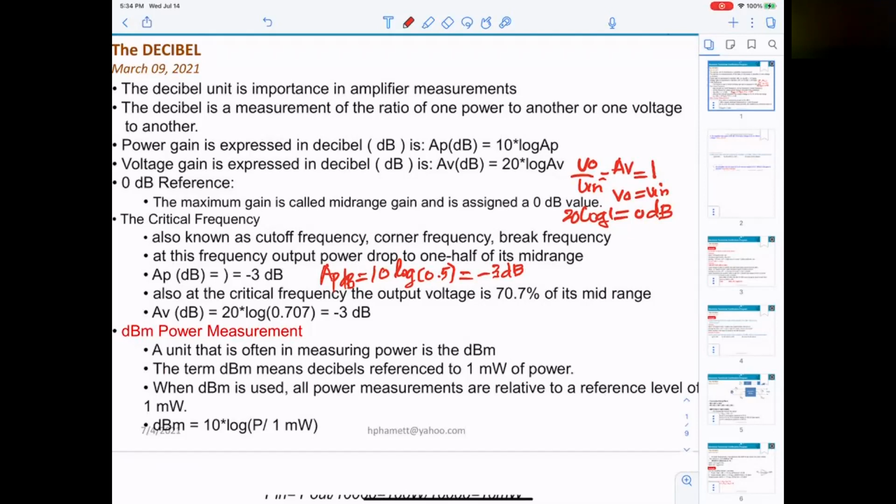My question is, I don't want to get too far off the subject, but back to your APDB and your AVDB, does that mean, for example, for AVDB, if your maximum voltage was, say, 20, then you would multiply 20 times 0.707 to get to the -3 dB. Is that correct? Correct.